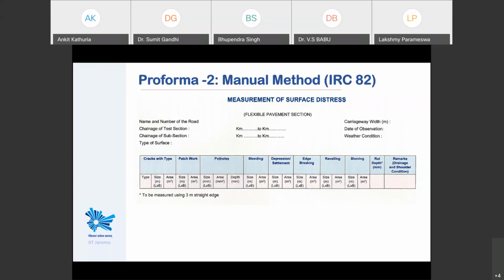So you see, let's say the crack type: the type of crack, then the size, the length and breadth, and the area. You're being a little more specific in your assessment, and based on this assessment you will calculate the percentage of area per kilometer affected, or where the distress is happening. Again, the drainage and shoulder condition goes as remarks, and rut depth is estimated in mm. Again, the rut depth is measured using a 3 meter straight edge. So this is Proforma 2. Let's move ahead.